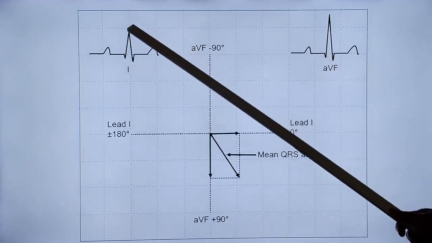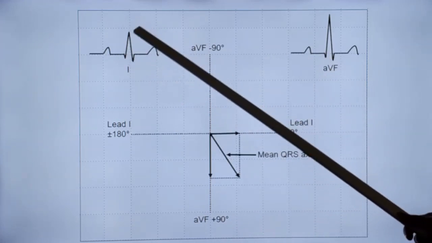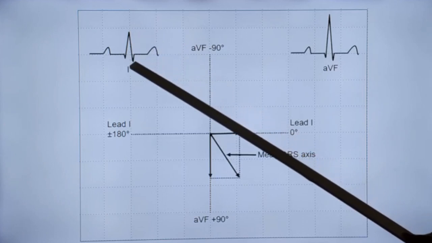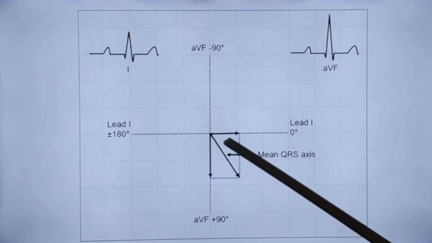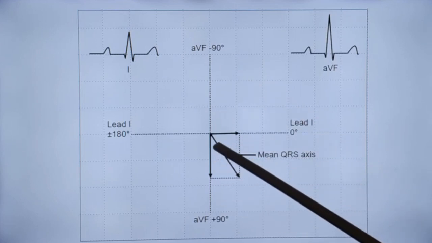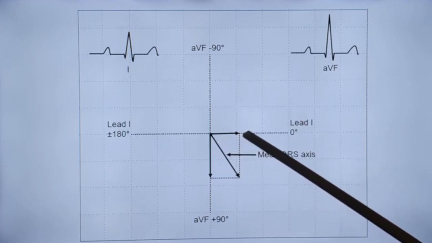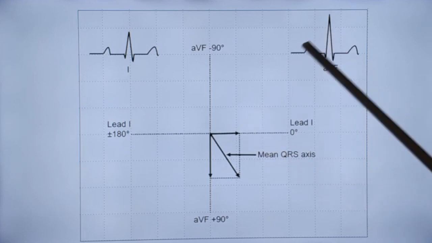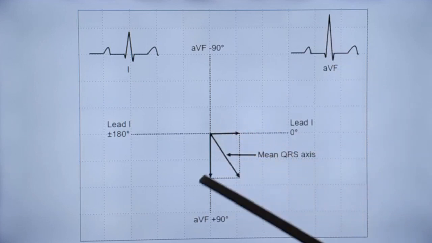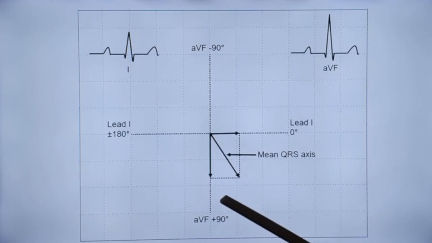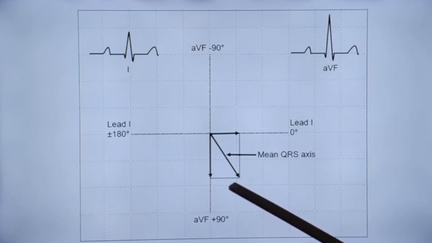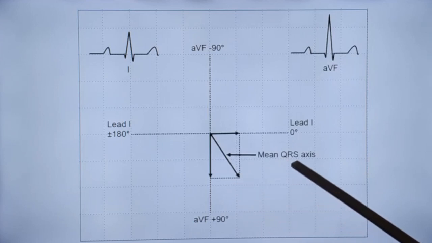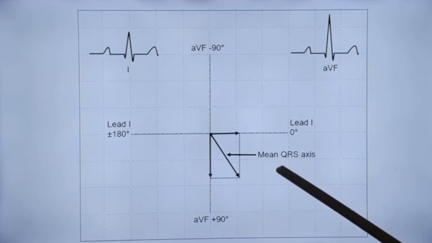So this amplitude, the sum of the amplitudes where the negative is subtracted from the positive, is plotted along the graph. It will be plotted here for lead 1, and AVF will be plotted in this direction. And geometrically you can calculate the resultant. That is what we will get as the mean electrical QRS axis in an ECG.